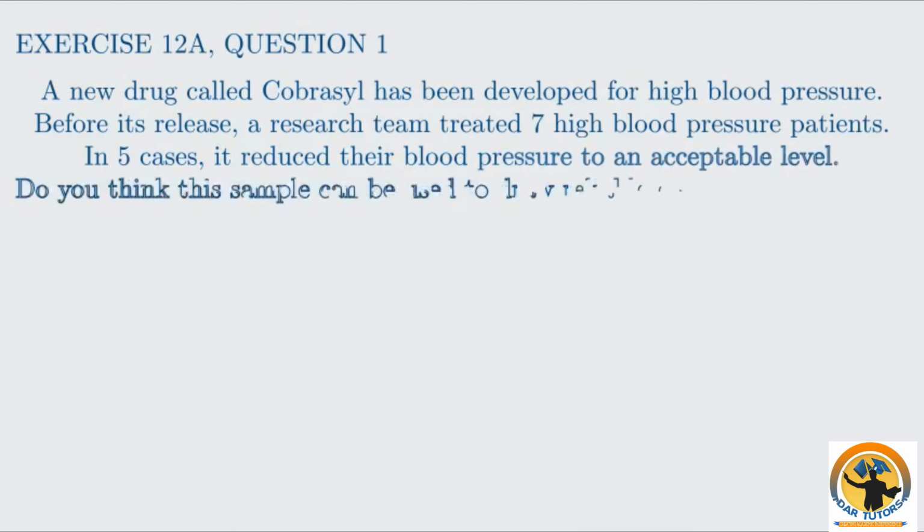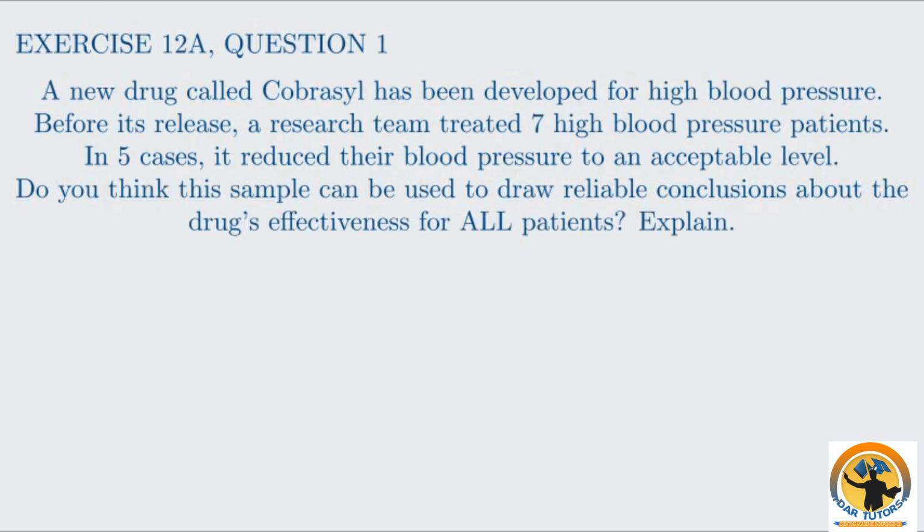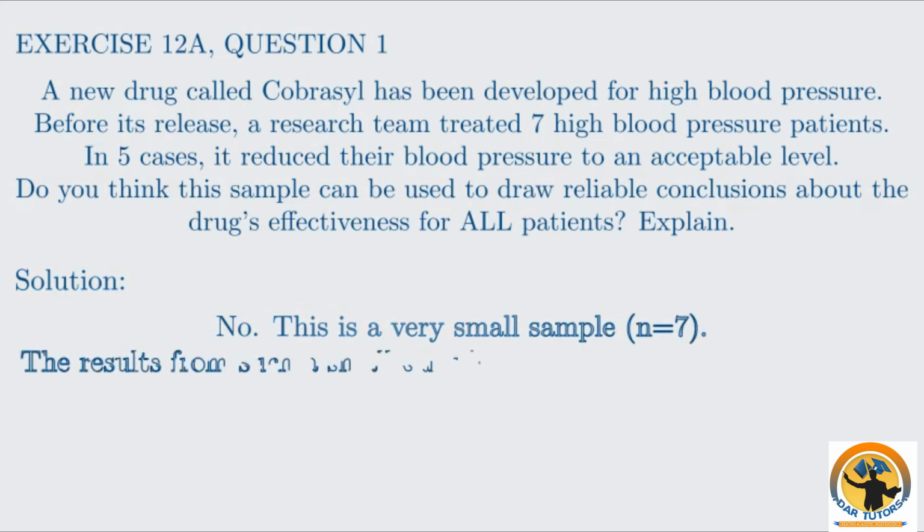Let's work through some IB-style examples from Exercise 12A. Here is our first problem. Take a moment to consider the question. What makes a conclusion reliable? The sample. Is a sample of only 7 patients representative of the entire population of high blood pressure patients? Probably not. So the answer is no. This sample cannot be used to draw reliable conclusions.